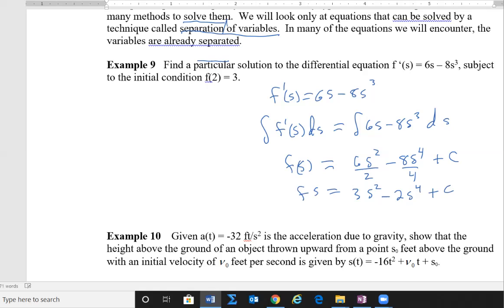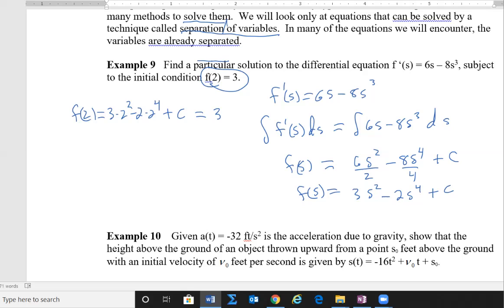So here's my function, and this is a family of solutions that, as you can see, all have the same shape, except that they're moved up or down in the xy plane by this amount, shifted up or down, whatever c happens to be. So we want the one that fits this situation. You'll put in f of 2, which is 3 times 2 squared minus 2 times 2 to the fourth, plus c, and we know that's equal to 3. That gives us a way to find c.